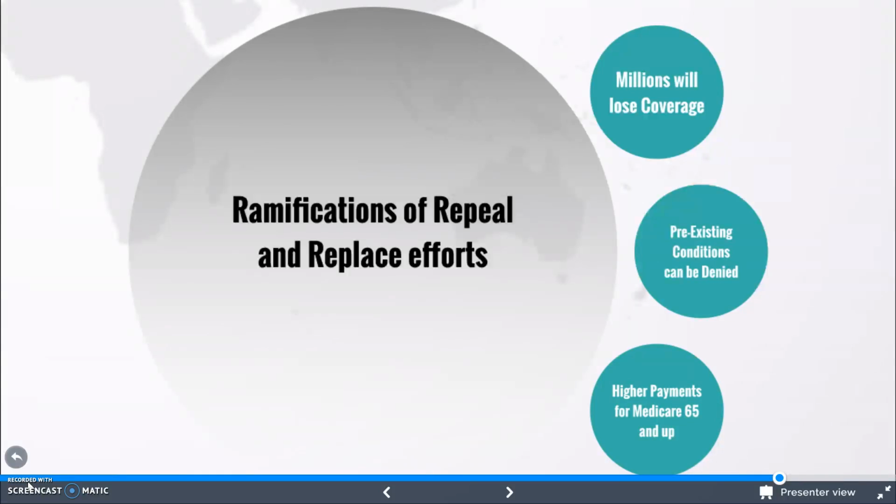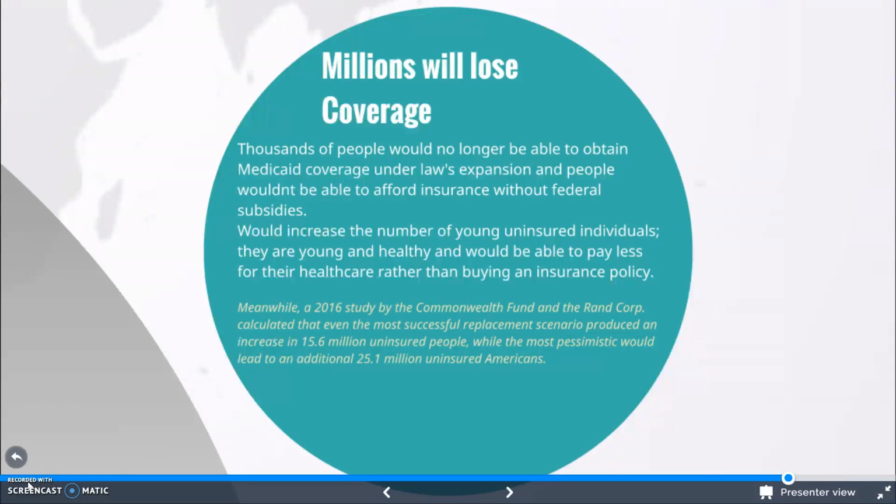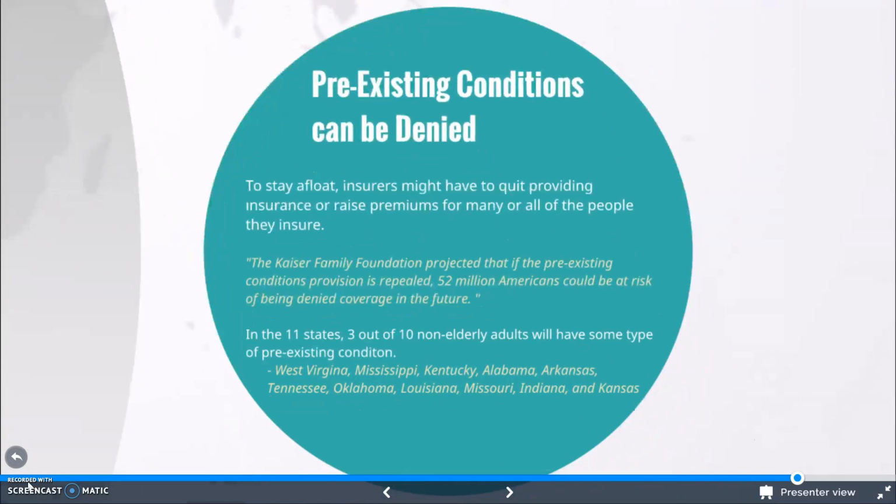Last but not least, the ramifications of repeal and replace efforts. Of course, one of the main things will be millions will lose coverage if the ACA is ever replaced. Pre-existing conditions can be denied, which is a major issue if the ACA is replaced. To stay afloat, insurers might have to quit providing insurance or raise premiums for many or all of the people they insure. The Kaiser Foundation projected that if the pre-existing condition provisions are repealed, 52 million Americans could be at risk of being denied coverage in the future.